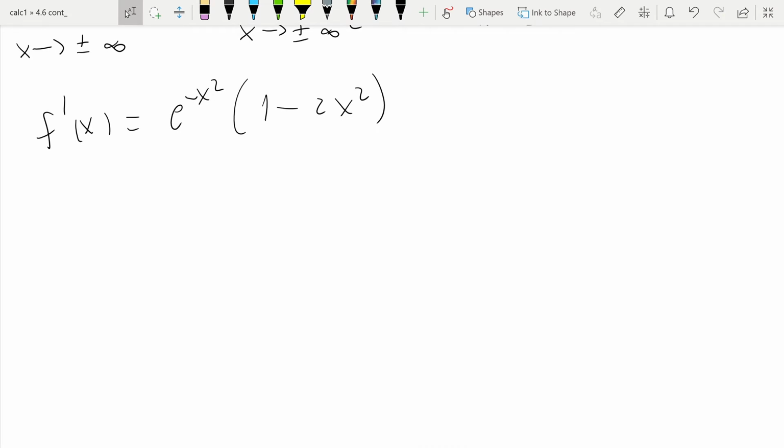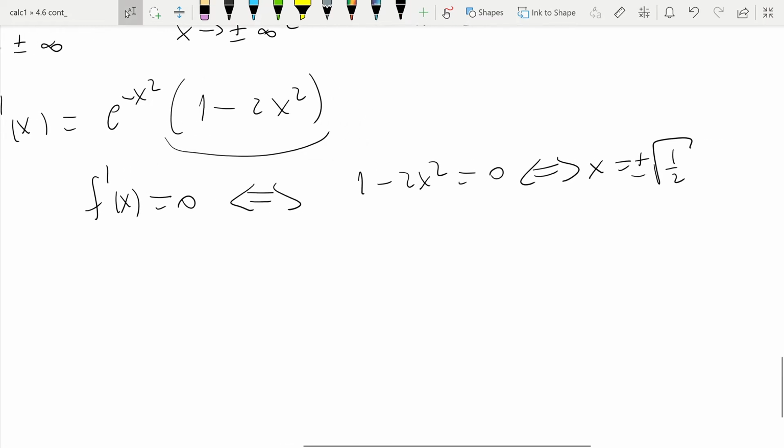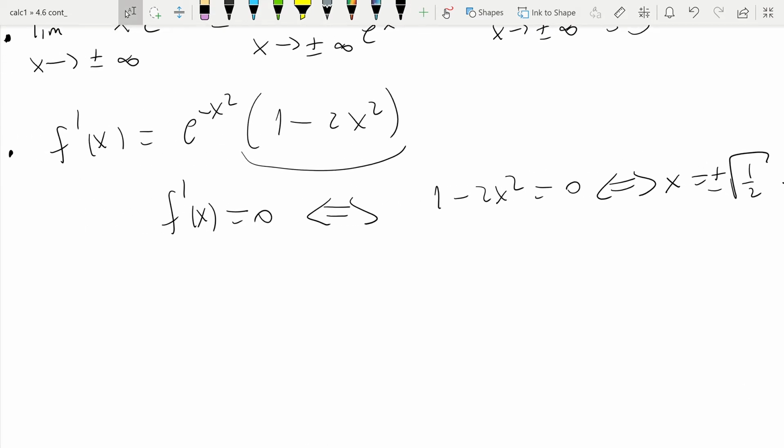I'm not going to be computing every single derivative, I trust by this point that you're able to compute derivatives very efficiently. But the important thing here is that what we're after are the critical points. So f prime of x is going to be equal to 0 if and only if 1 minus 2x squared is equal to 0, because e to the minus x squared can never be equal to 0. So all zeros are going to come from the second factor. And this happens if and only if x is equal to either plus or minus the square root of 1 over 2. I just move 2x squared to the right hand side and then divide by 2 and then take the square root. So these are our critical points, plus or minus the square root of 1 over 2.